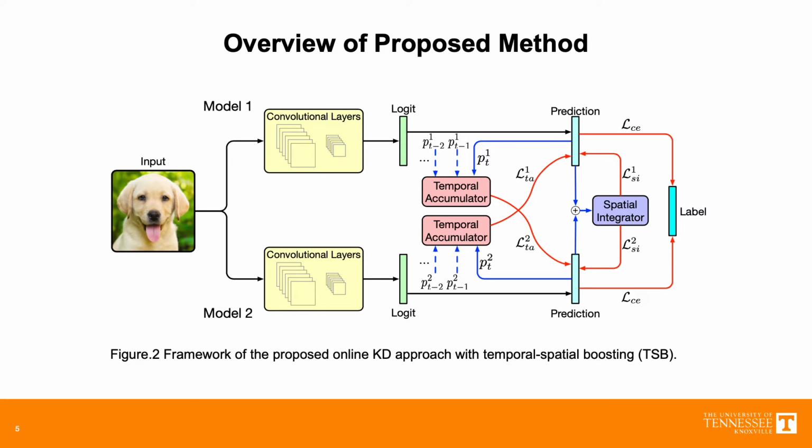The loss function for optimizing each network is composed of three components. LCE represents the cross-entropy loss between the network's outputs and ground truth labels. LTA and LSI are the KL divergence of the network's outputs and the results of the other peer's temporal accumulator and the spatial integrator, respectively.